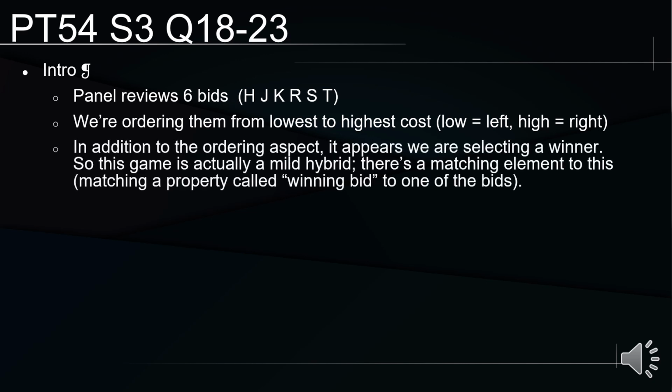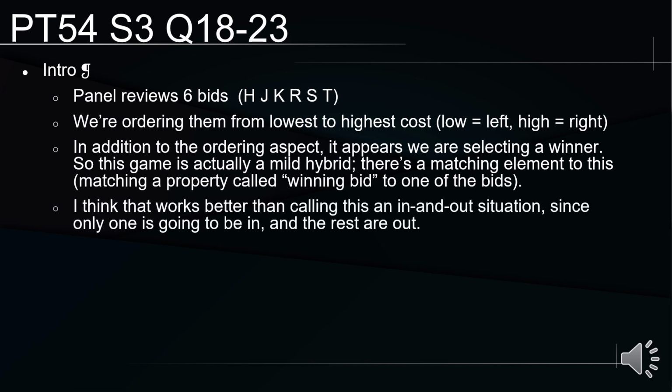So in addition to putting these bids in order of cost from lowest to highest, it also appears we are selecting a winner amongst these bids. And that's from the intro paragraph, not from the first rule. There's exactly one winner within the intro paragraph. So this game is actually a mild hybrid. I would say that there's a matching element, because we're matching a property called winning bid to whoever the winner actually is. Arguably, you could make this an in and out situation, but I do believe that matching just makes more sense here, because in and out games are really characterized by the possibility of more than one thing being in, although that's not always how it works out.